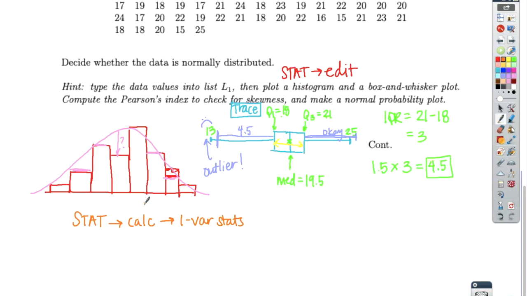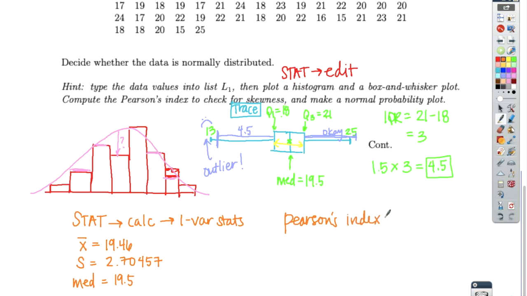When I look at this list, it tells me X bar, the sample mean, is 19.46. It tells me the standard deviation, that's the one with the S. Make sure you're not using sigma, we want to use the one with the S, is 2.70457. What else do we need? The median. It tells me when I scroll down on the list, the median is 19.5. And I'm going to use those values in that Pearson's index formula.